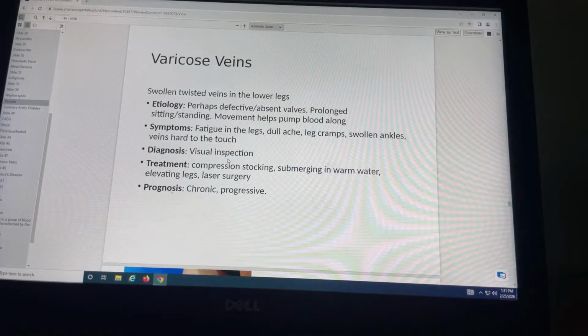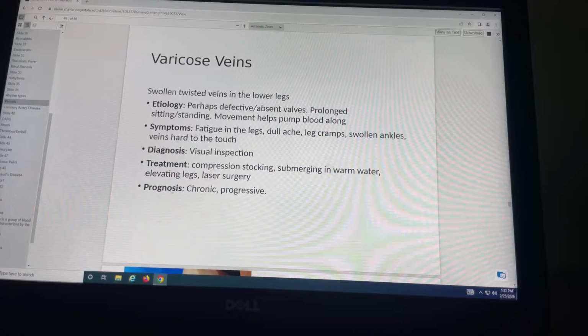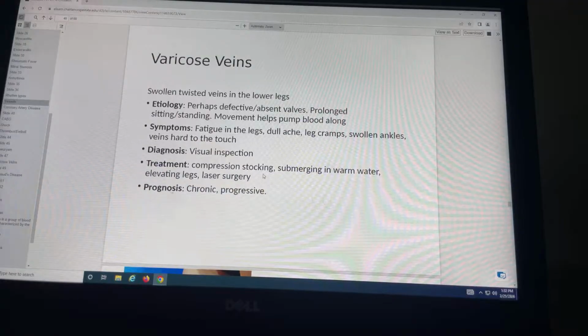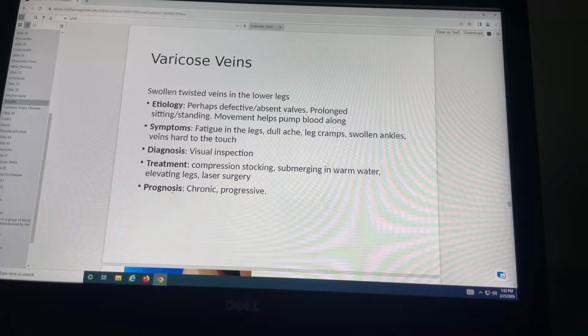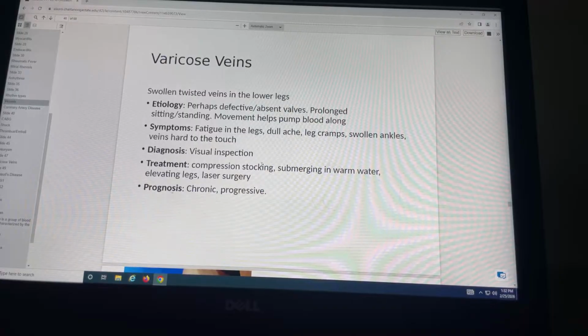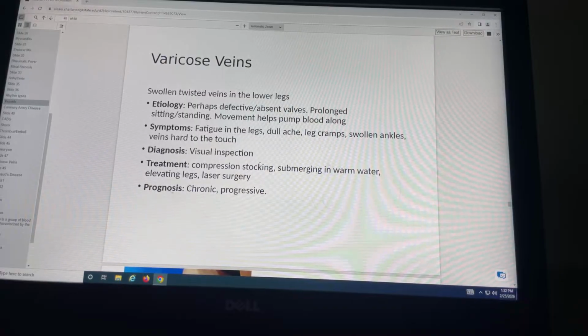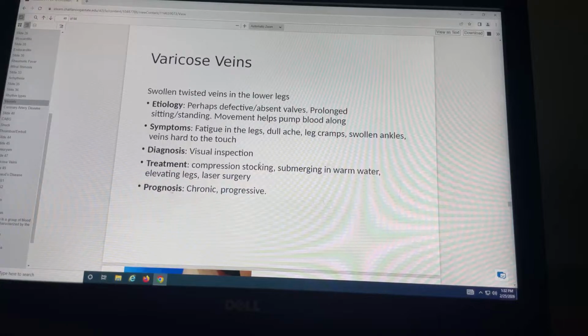Yeah, there's not really much you can do except treat the symptoms. They do have some special new laser surgeries coming out, but mostly it's just going to be treating the symptoms. So compression stockings, hot and cold treatments with water. Elevating the legs helps because when your legs are down, blood has to go up against gravity, and elevating helps gravity. So yeah, there are some laser surgeries that they can do.